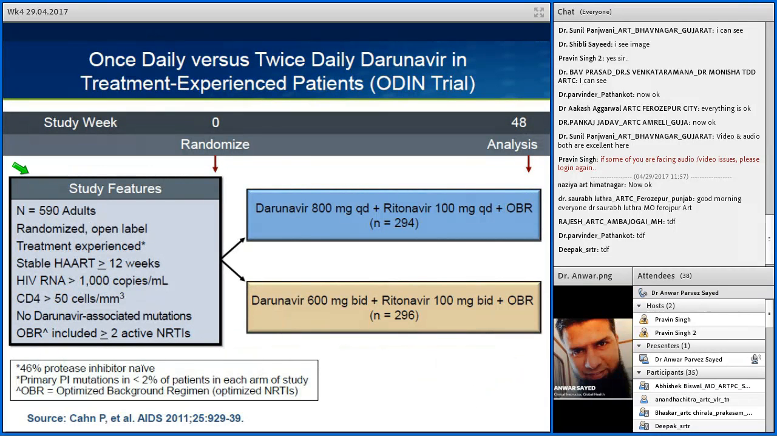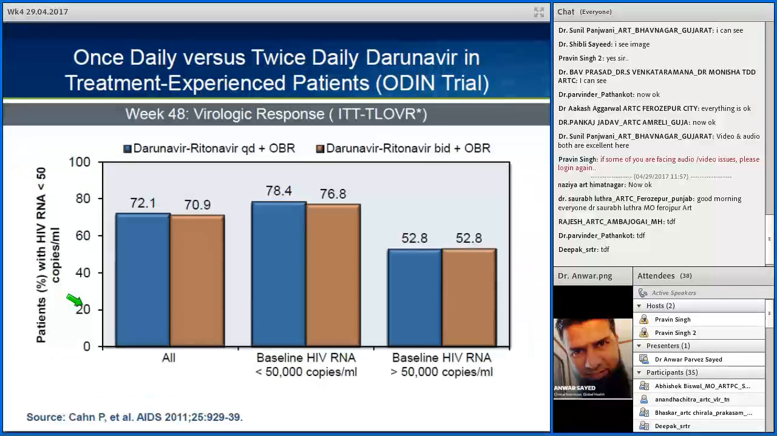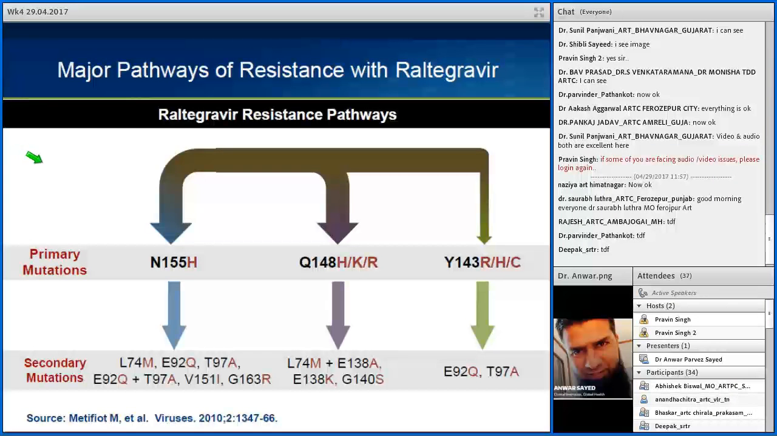Now this is just a study which I copied from the UW faculty lecture, which compares darunavir 800 mg OD to darunavir 600 mg BD. People have concluded that even if you use OD, the response in terms of viral load suppression is the same. In our program we use darunavir as a BD combination, which will come back later.